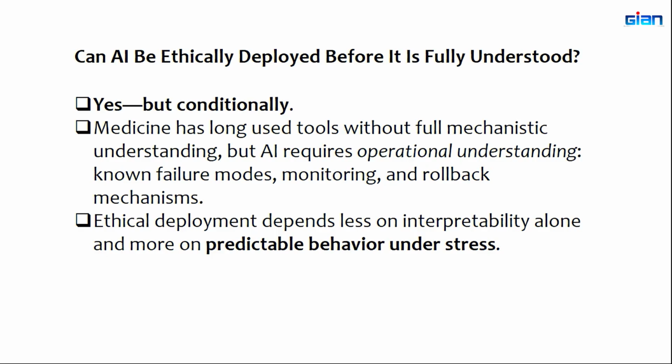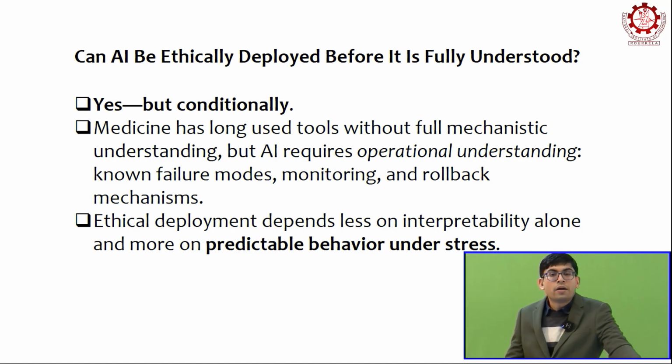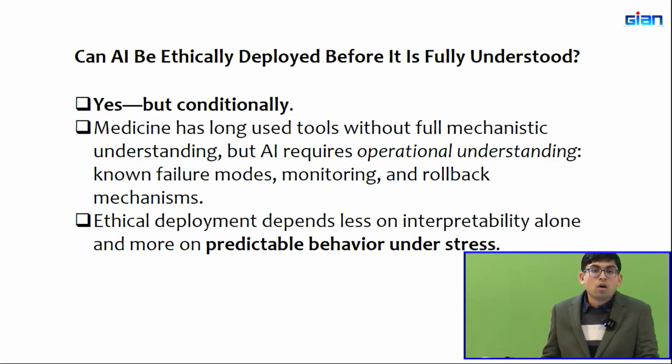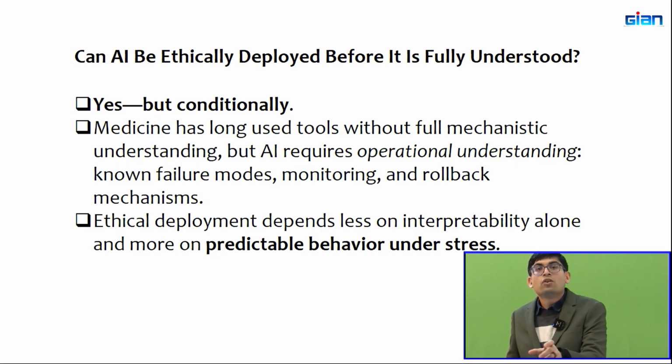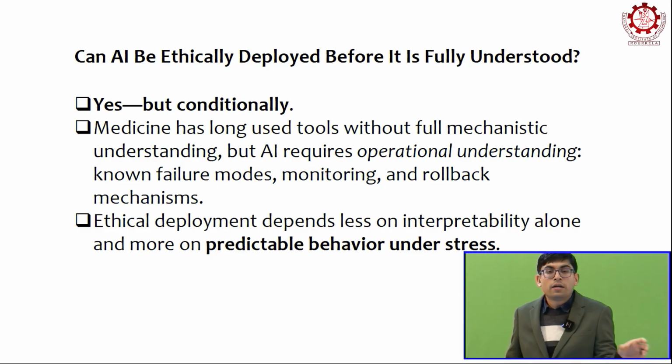Right? So you've seen that medicine has long used tools without the full mechanistic understanding, right? AI requires operational understanding, known failure modes, monitoring, and rollback mechanisms. We have to be very careful about this. So ethical deployment depends less on interpretability. Yes, interpretability is just one aspect of ethics, but it's not just that. It depends more on the predictable behavior of the system under stress.